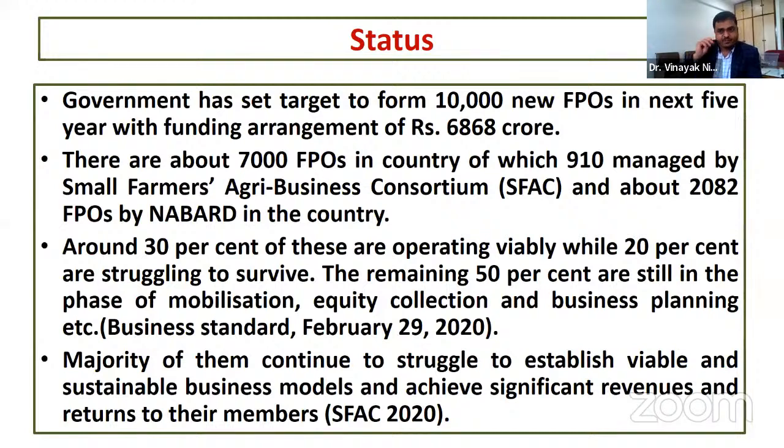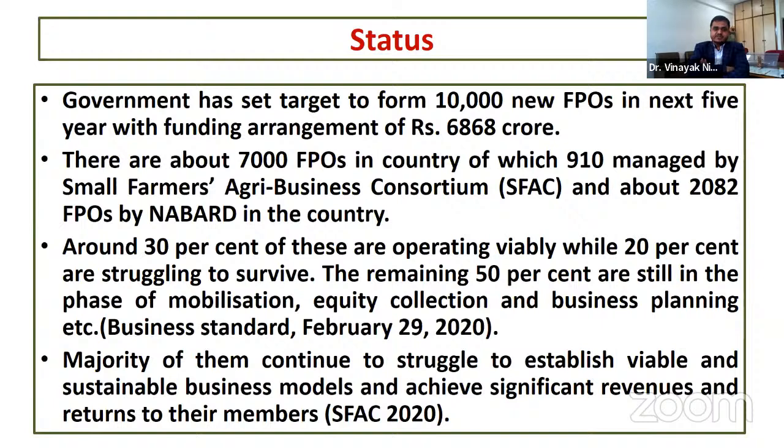If you see the present situation of farmer producers organizations in India, the government has set a target to form 10,000 new farmer producers organizations, and has allocated a certain amount through the budget for this scheme. Right now there are 7,000 farmer producers organizations, this data is given by NITI Aayog. But some studies claim that more than 9,000 farmer producers organizations are currently working in India. Around 30% of them are operating viably, 20% are struggling to survive, and the remaining 50% are still at the stage of equity collection and mobilization only.